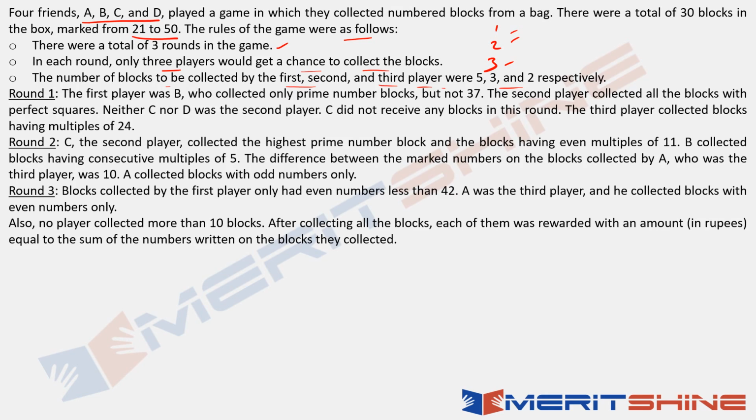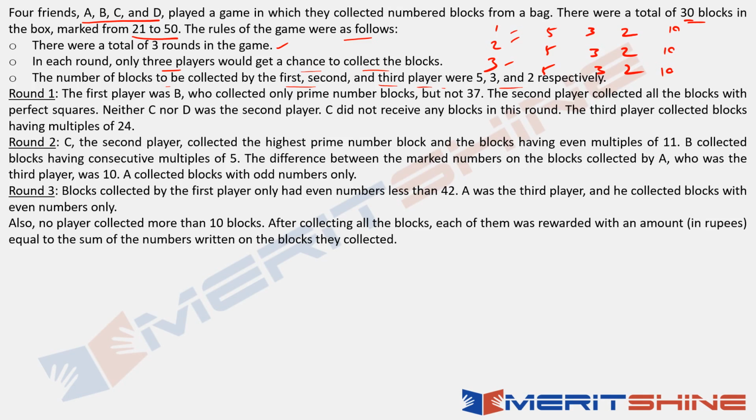That in round 1, the first player picks 5 blocks, the second player picks 3 blocks, then 2 blocks. Likewise 5, 3, 2, 5, 3, 2. It goes like this. So 5, 3, 2 is 10, 10. So here 10 blocks, 10 blocks, 10 blocks. You can see all 30 blocks would be exhausted like this. So this is all simple data, rules and everything.